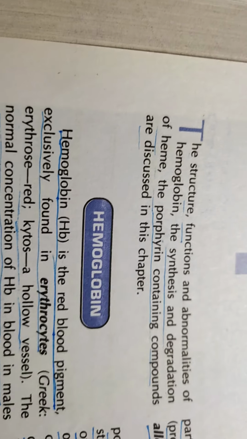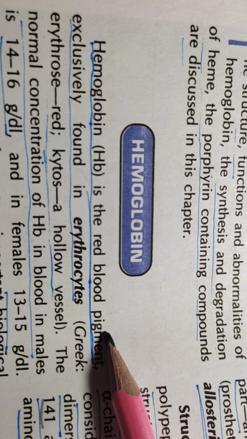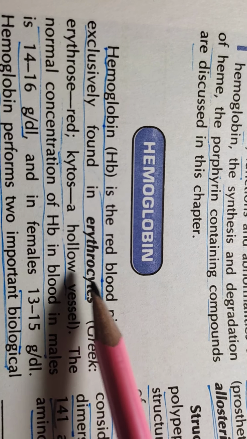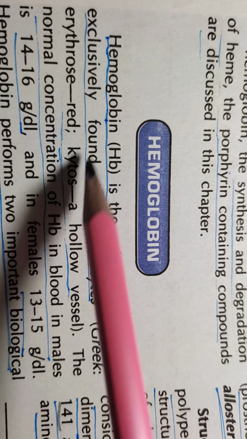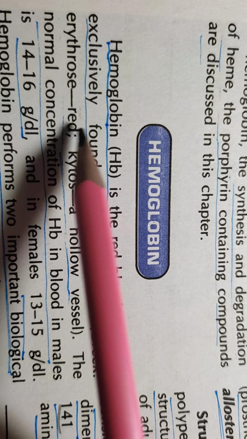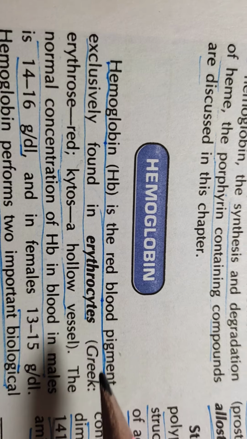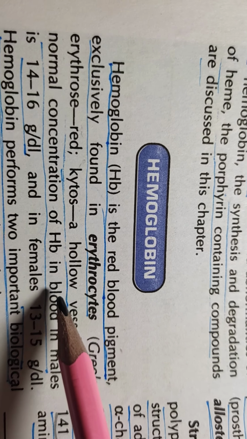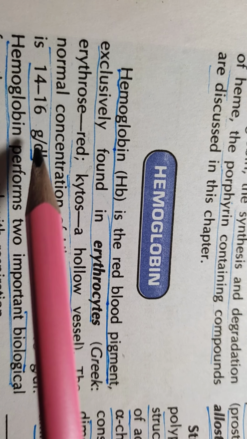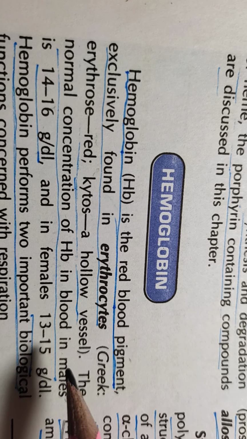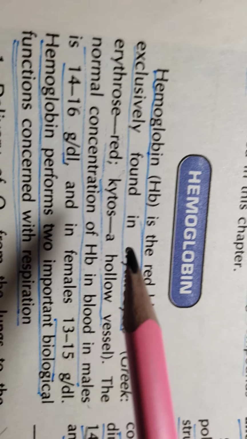So hemoglobin is the red blood pigment found exclusively in erythrocytes, meaning RBC. Erythros means red, cytos means a hollow vessel. The normal concentration of hemoglobin in blood is 14 to 16 grams per deciliter in males and 13 to 15 grams per deciliter in females.